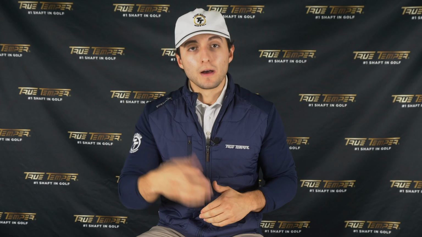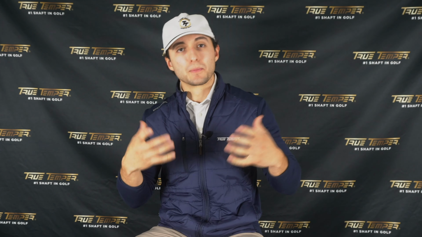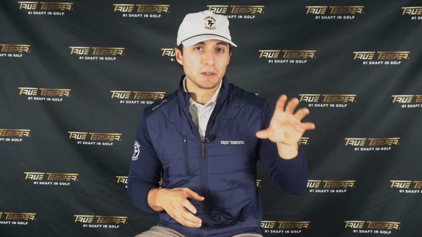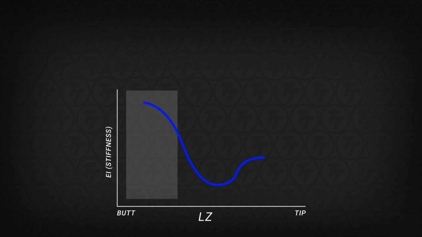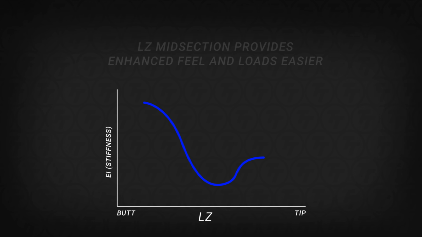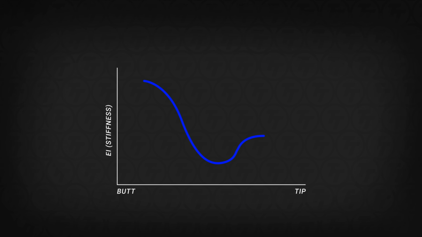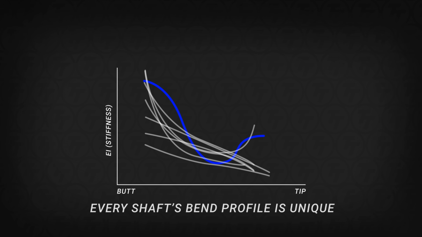So a really unique bin profile, and you've heard me talk about it maybe before, is our Project XLZ. So Project XLZ has a really soft midsection, that LZ loading zone midsection. So you'll see in the EI curve for LZ that the butt section and tip section are really stiff compared to that soft midsection. So that LZ midsection is going to be really soft. It's going to provide enhanced feel and extra loading capabilities to help load that shaft a little easier. Obviously that's just one example of a bin profile with Project XLZ. So every shaft is going to have a unique bin profile, and that's why some bin profiles and some shafts better suit your swing than others.